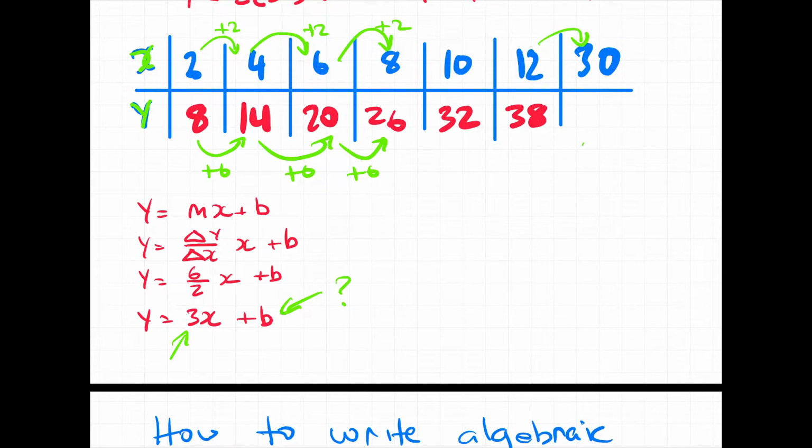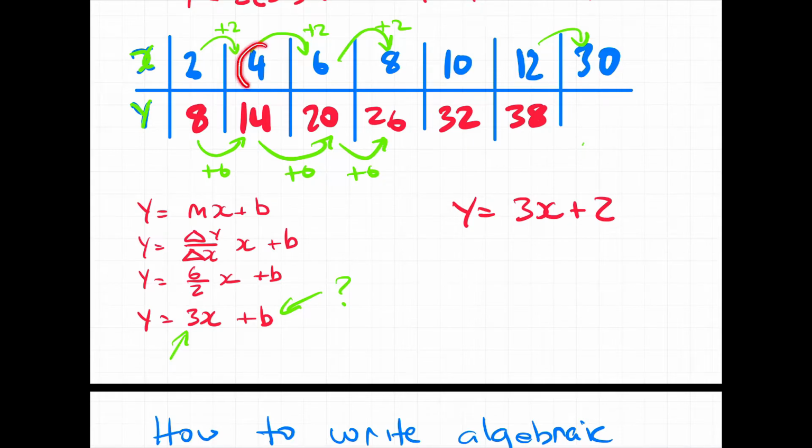So again, just like we did last time, let's look at the 2. So this is going to be y equals 3 times the x, which is 2. Now that's 6. Do we have a 6 right here? No, we have an 8. How did I get from 6 to 8? Plus 2. So that means this b needs to be plus 2. Okay, so my equation is going to be y equals 3x plus 2. So let's see if that works for the next 2, and if we can see it works for those 2, it's most likely going to work for all of them.